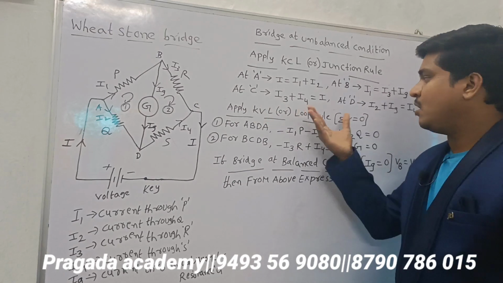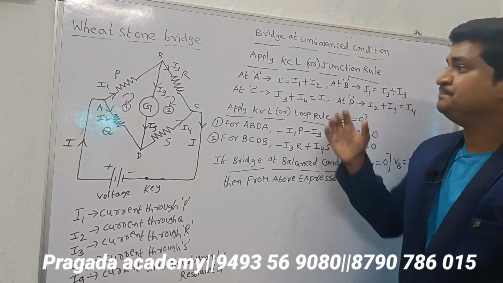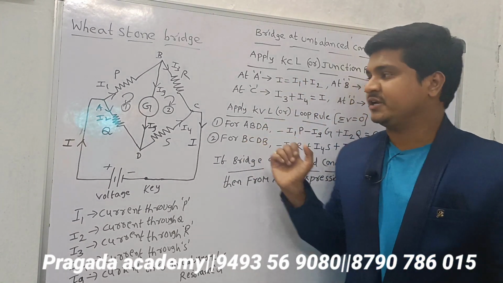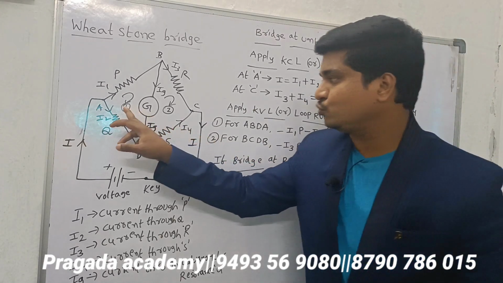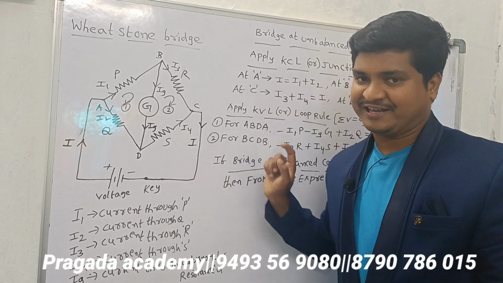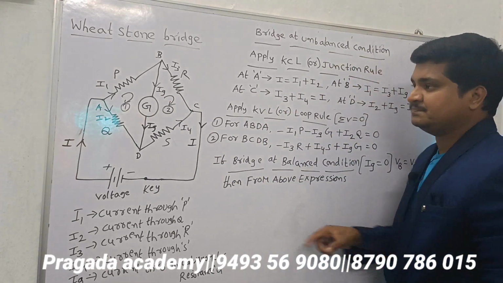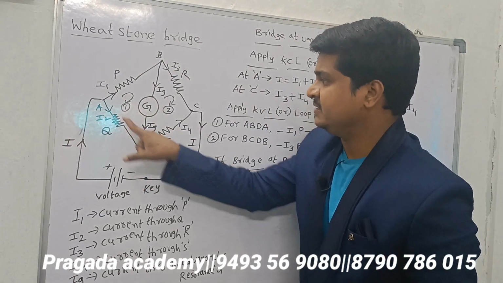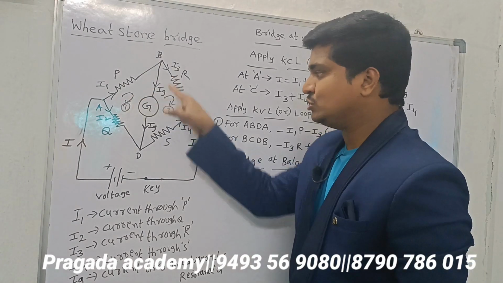Apply KVL or the loop rule for the bridge at unbalanced condition. For that I consider the two loops 1 and 2. I took the loop direction as clockwise. So here if you observe A, B, D, A, that will be the closed loop.